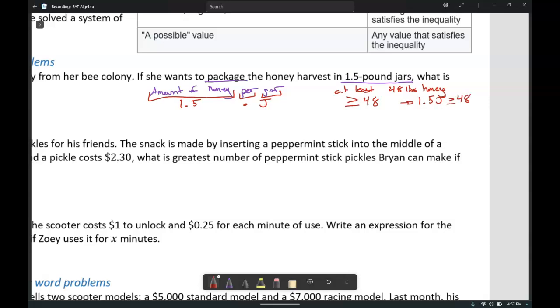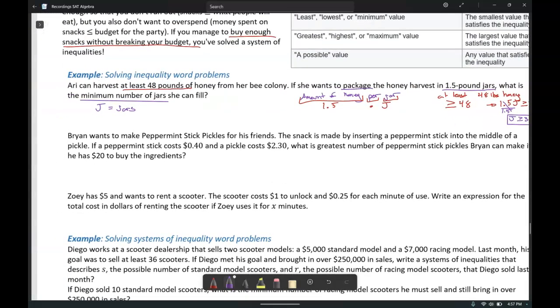And now we can go ahead and actually solve for J. If we divide by 1.5 on both sides of our inequality, J has to be greater than or equal to 32 jars. So we know that she's going to need at least 32 jars of honey. If she has a larger honey crop, she's going to need more jars.